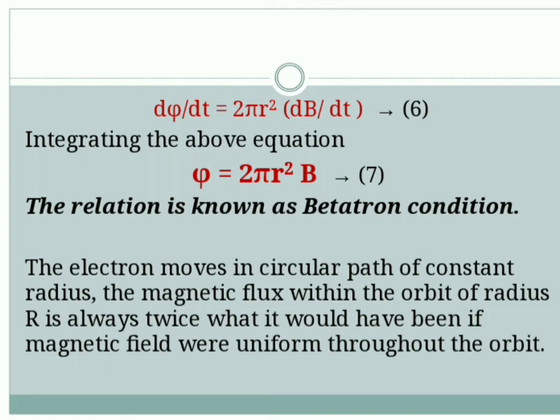For the electron which moves in a circular path of constant radius, the magnetic flux within the orbit of radius r will always be twice what it would have been if the magnetic field were uniform throughout the orbit.